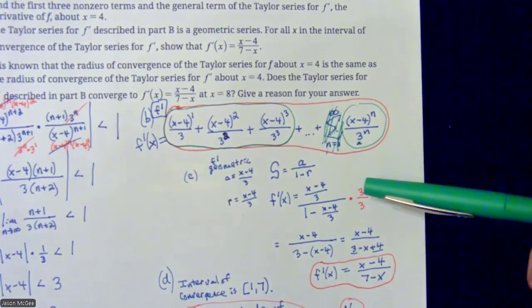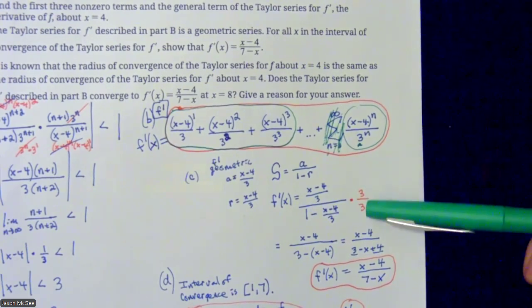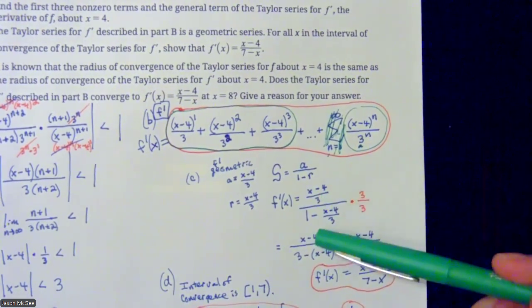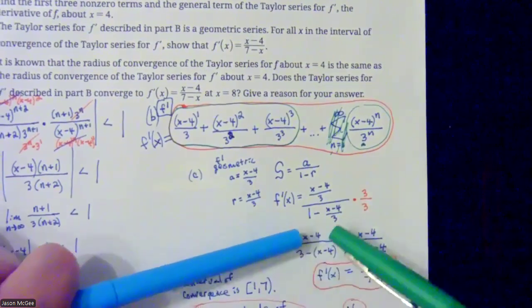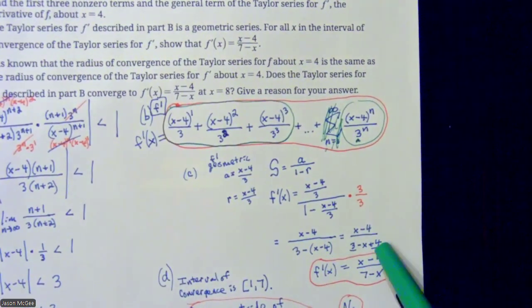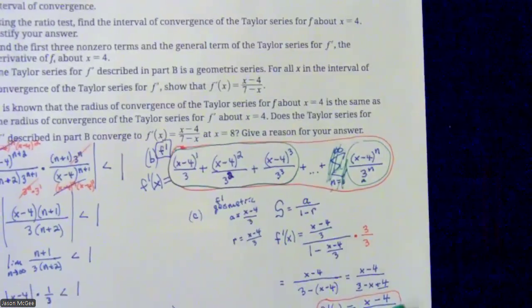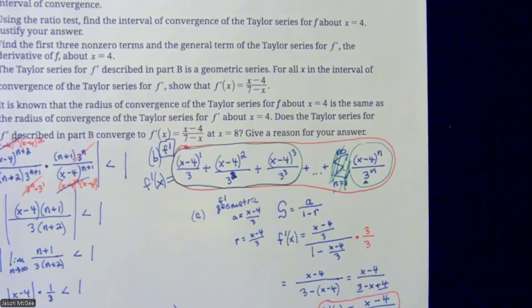And then all I did here was get rid of the complex fraction like we've been doing all year. So multiply the top and the bottom by 3. So those will cancel out, and then 1 times 3 was a 3. Those cancel. And then make sure you put that in parentheses. And when you distribute the negative, there's your 3 plus 4 to get the 7. And then that's what they asked you to show it was equal to.